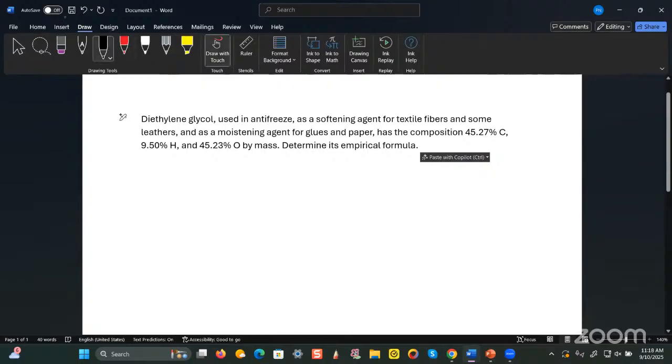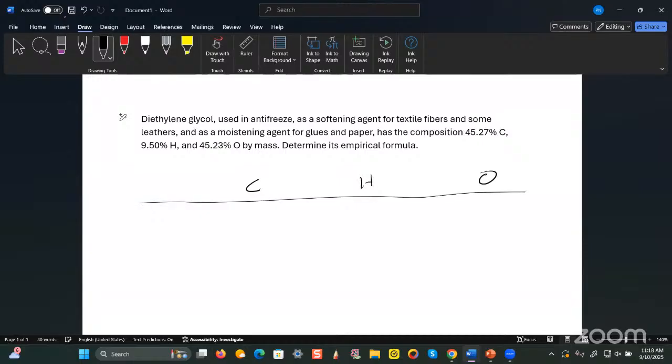All right, so at the top, I'm going to have carbon, hydrogen, and oxygen. And then the first row will contain the mass data. So basically, we're just going to express these percentages as mass. So here we're going to have 45.27 grams. For hydrogen, 9.50 grams. And for oxygen, 45.23 grams. All right?